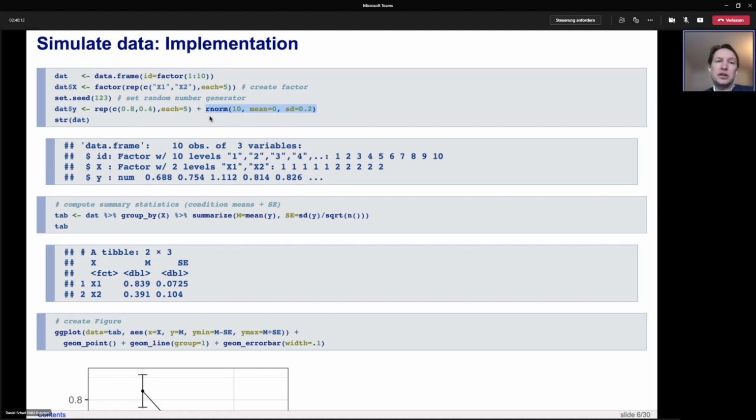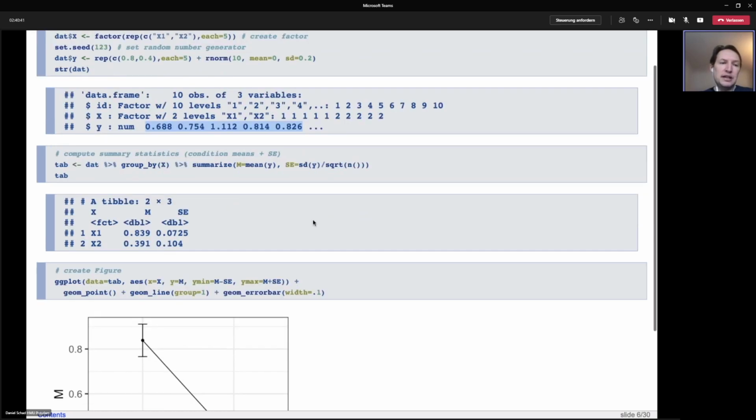This is drawing random numbers from a normal distribution. We have 10 subjects, 10 residuals here with a mean of 0, and we said the standard deviation should be 0.2. And this gives us a data frame. We have 10 subjects here, 1 to 10, and we have a factor x with levels x1 and x2, and the first 5 subjects are x1, and the second 5 subjects are x2. And then for each subject, we have some observed dependent variable.